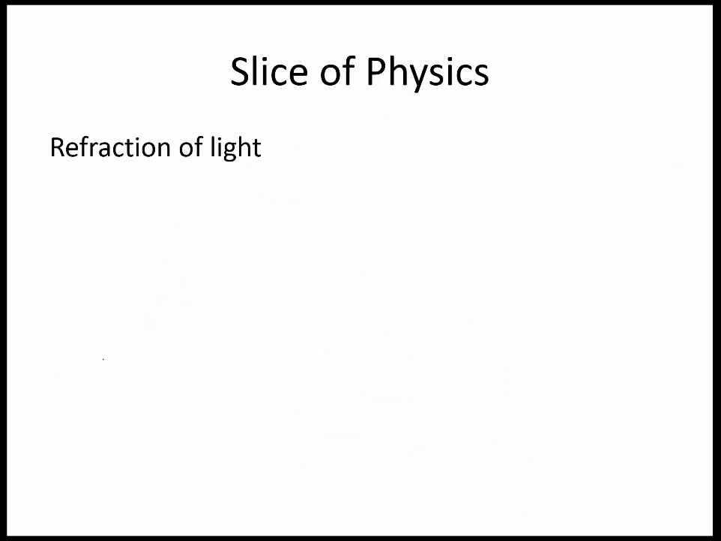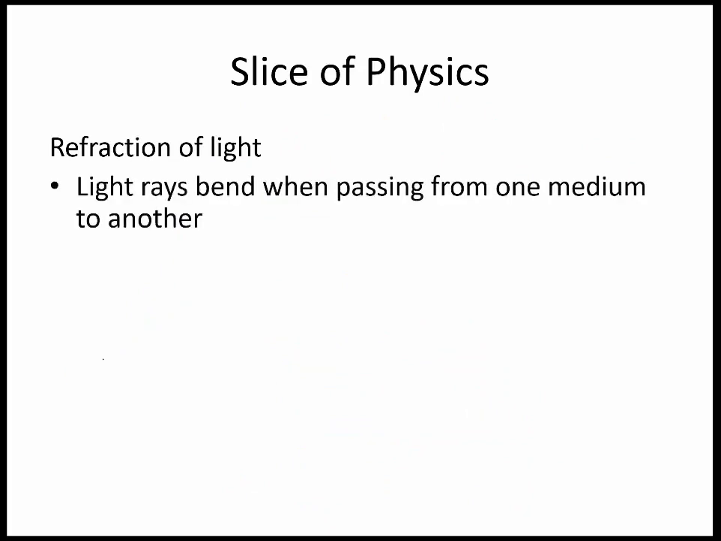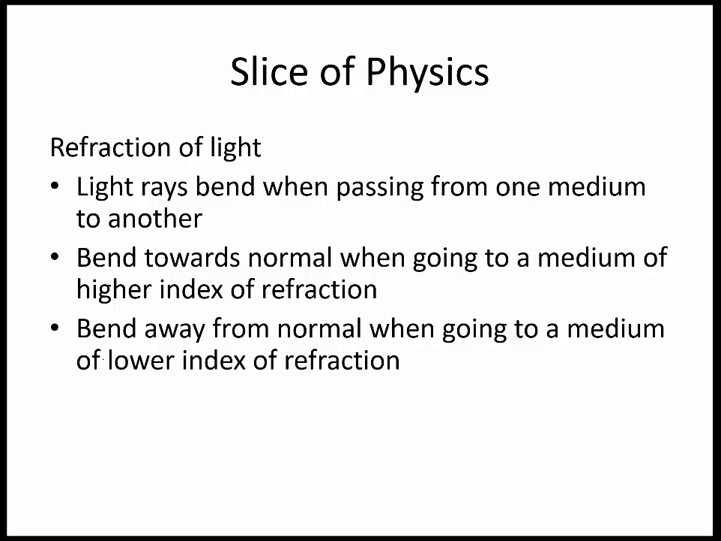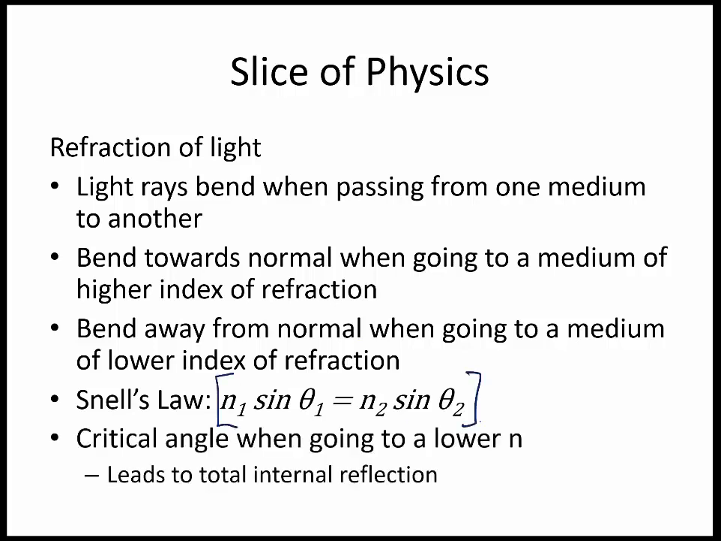All right, so in this video, we looked at the refraction of light. We looked at why light rays bend when they go from one medium to another. We saw that they will bend toward the normal when they go to a medium of higher index of refraction and bend away from the normal when going to a medium of lower index of refraction. All of that was also encapsulated by this Snell's law, n1 sine theta 1 equals n2 sine theta 2, which then led to this critical angle conversation, which let us cover this concept of total internal reflection.